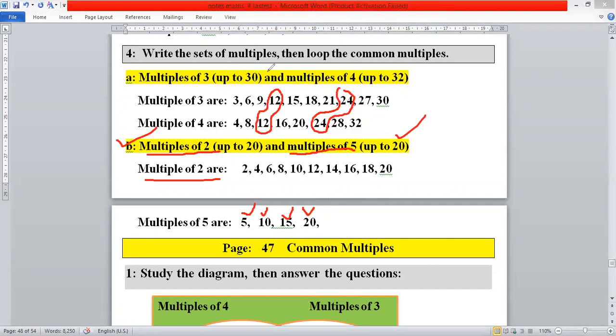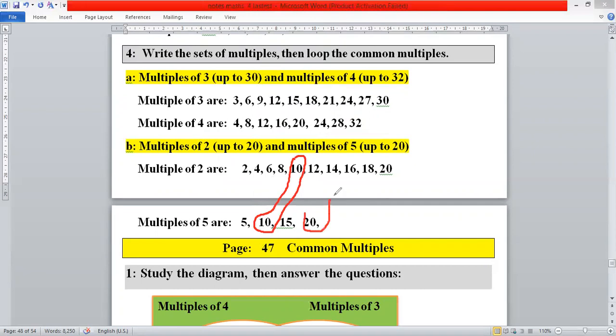So therefore, we will loop the common multiples. Here the first common multiple is 10. Loop them, and then we will loop another common multiple.